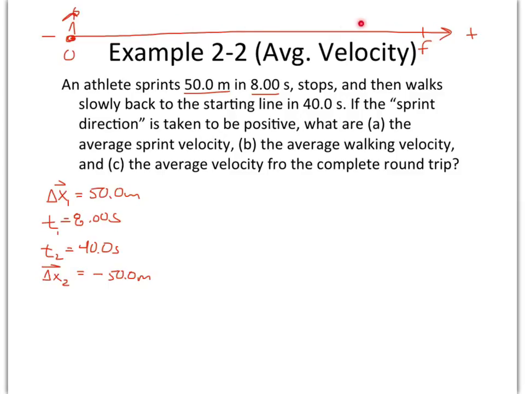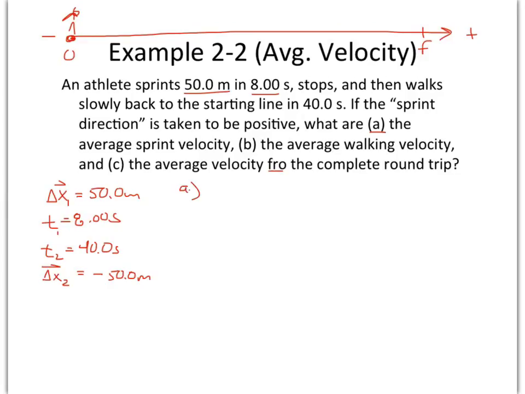What is A, the average sprint velocity, B, the average walking velocity, and C, the average velocity for the whole round trip? So let's do this in different colors. I'll do A in red, B in blue, and C in green. And that should say for, not fro, but that's all right.